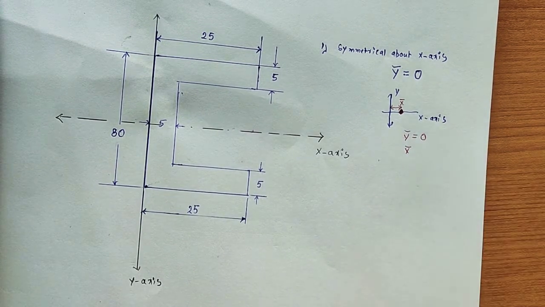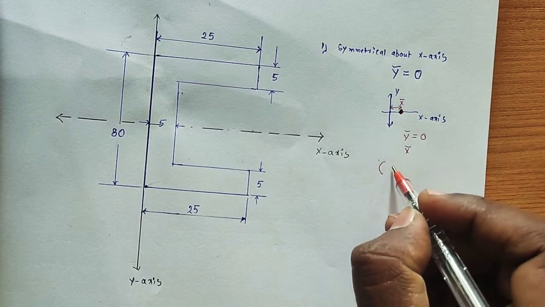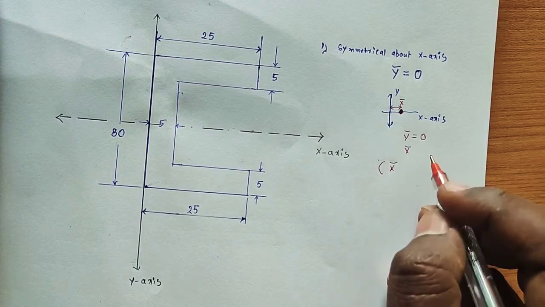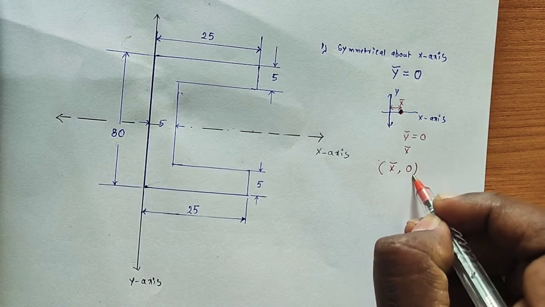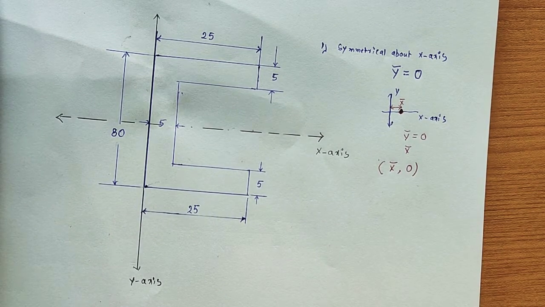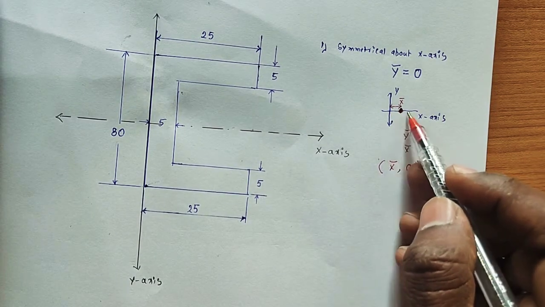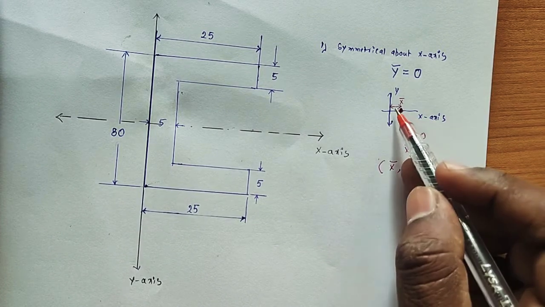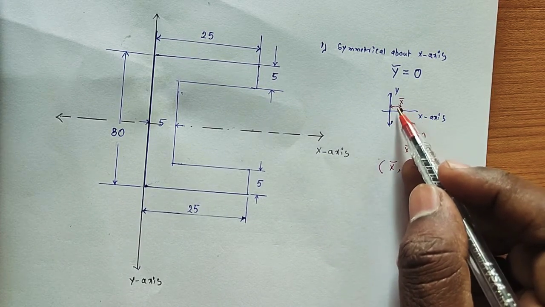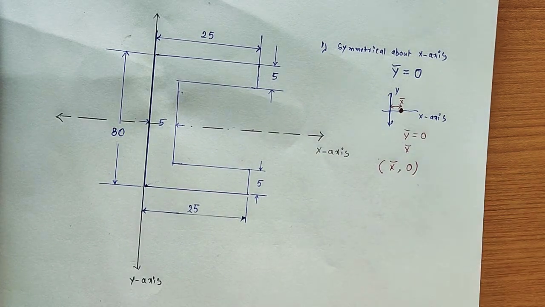So here for the centroid, we have to find out the value of x bar. Y bar here is 0. Y bar means the centroidal distance with respect to the x-axis. The centroid is lying on the x-axis only, that's why there is no y bar. That means y bar is 0. We are going to get only the x bar value, so we have to calculate that x bar.